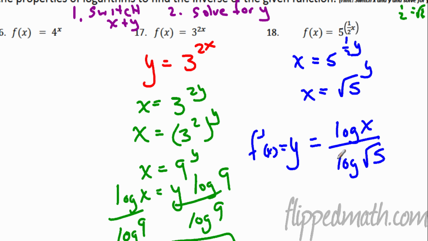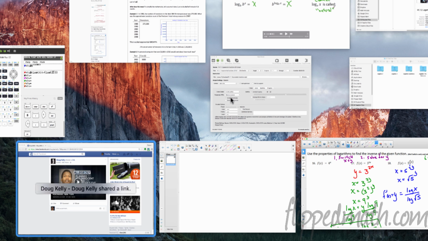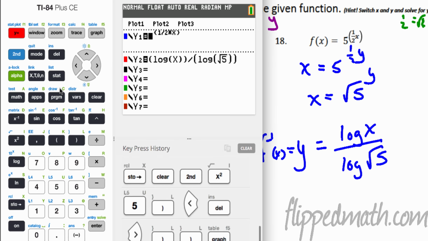How can you check yourself to make sure you're always right? Because some of you are OCD and want to make sure you always get it right, and that's a good thing. So we go to our calculator here. Okay, calculator. What do we have here? So I just graphed the original function, and I graphed my answer. And that's how I typed it in there.